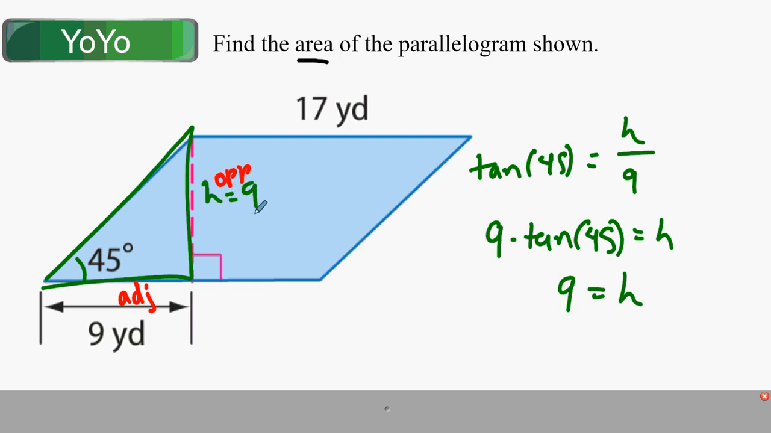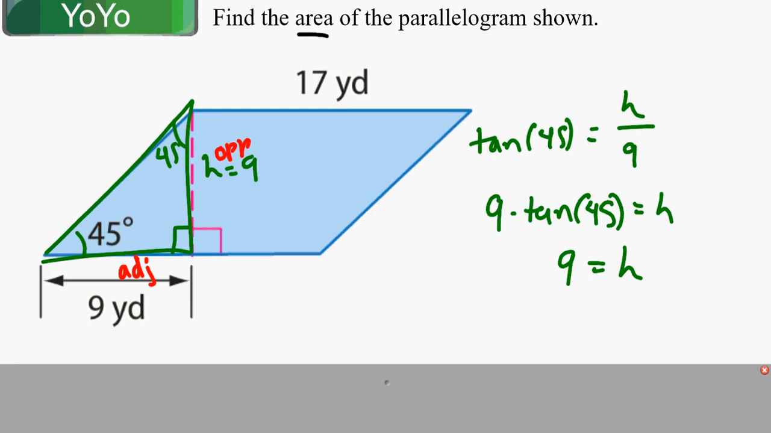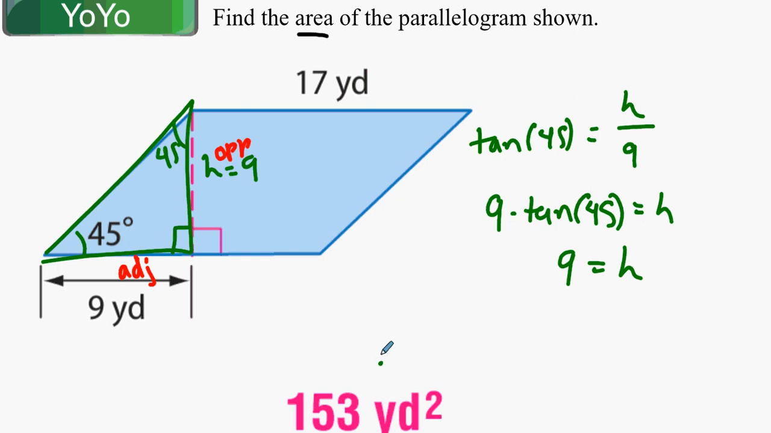You actually could have done this without trig. If this is 45 degrees and this is a right triangle, then this is actually 45 degrees. And if these two angles are the same, then these two sides have to be the same, because it's an isosceles triangle. So you could have done it actually without trig. Now you find the area, it's base times height. So 9 times 17 will make 153.